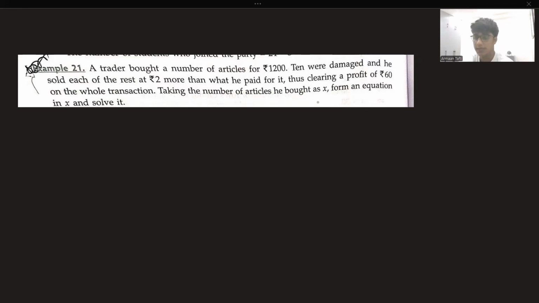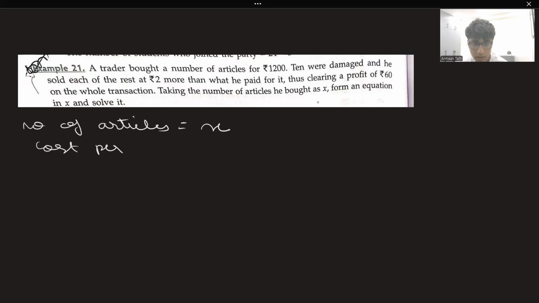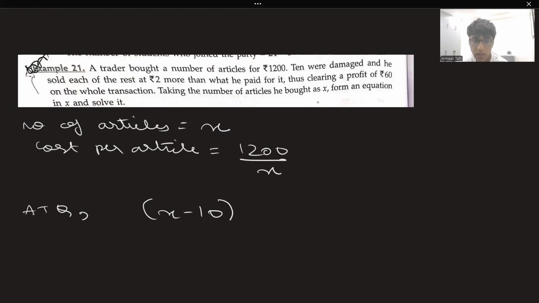Okay, so here they've told us what to take as X, and let's do that. So number of articles equals X. He bought a number of articles for 1200, so what is the cost per article? That's 1200 divided by X, right? 10 were damaged and he sold the rest at rupees 2 more. So according to the question, the number of articles he now has, 10 are damaged, so it's X minus 10. You see how I always break this down?